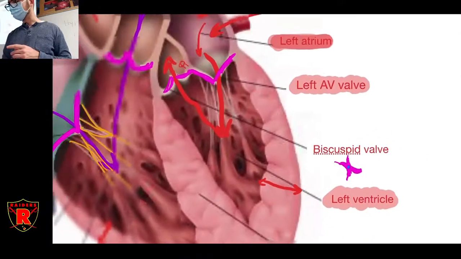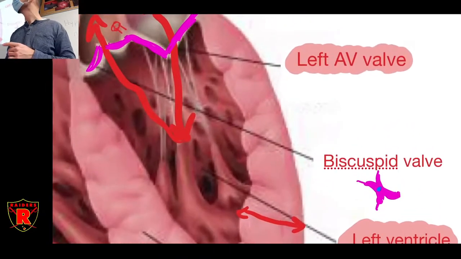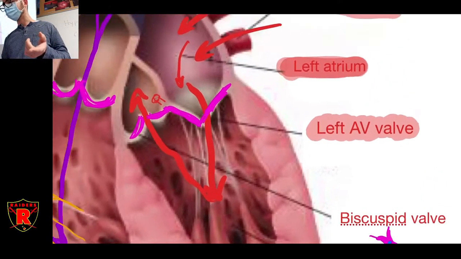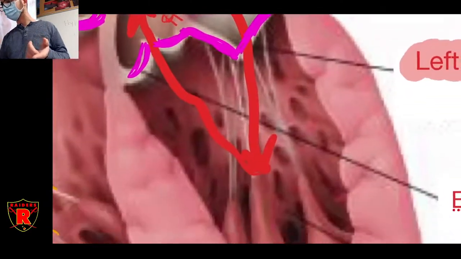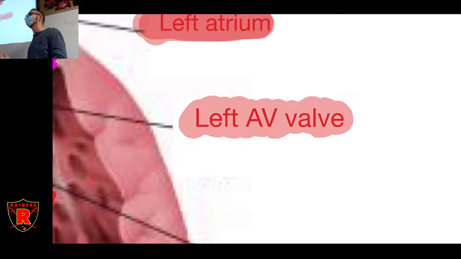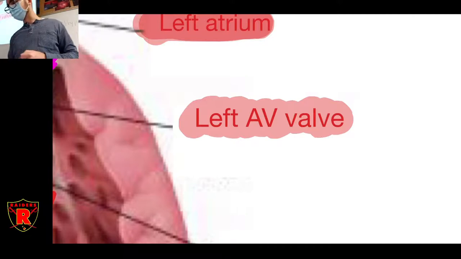bicuspid valve. Oh, did I remember to name the other valves between the atrium and the ventricles? I can't remember if I did. The ones that are between the atrium and the ventricles, so between this chamber, the top chamber and the bottom, are just simply called AV valves. Atrioventricular valves, atrium ventricle. It's the atrium ventricle valve. Okay, this one on the left and one on the right, and they're just both called AV valves. So those are fairly straightforward.